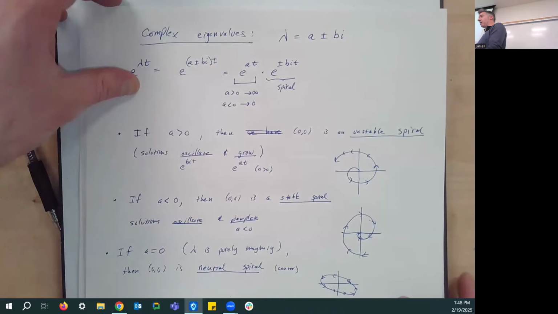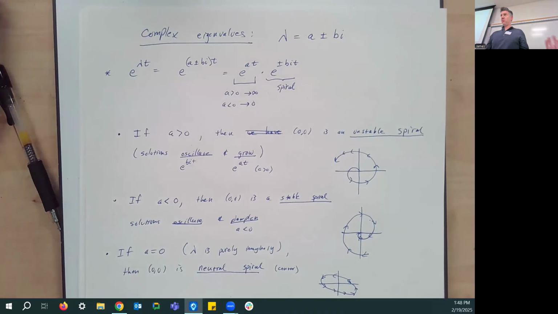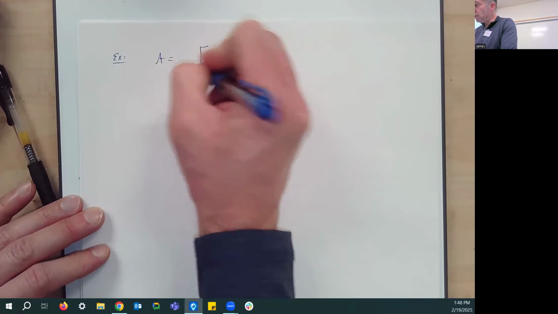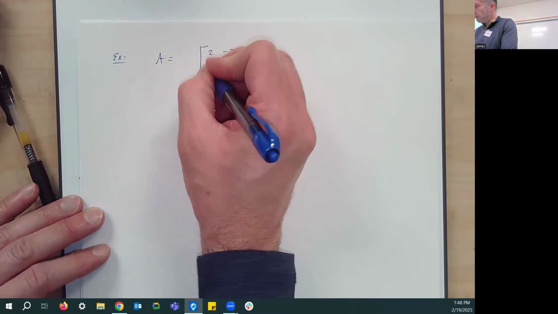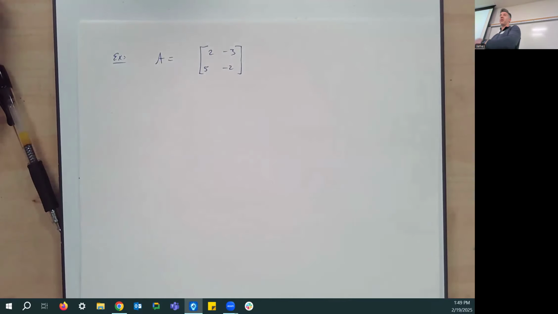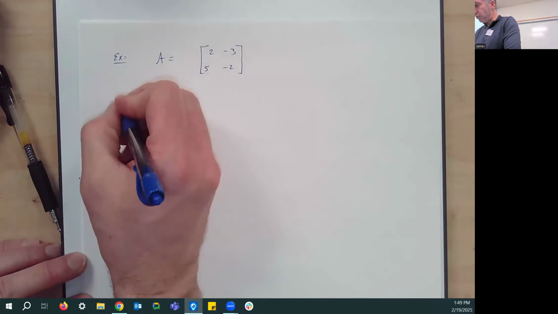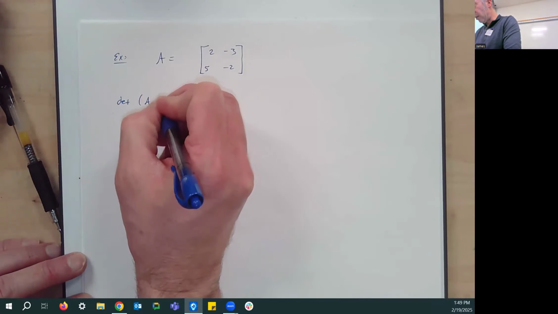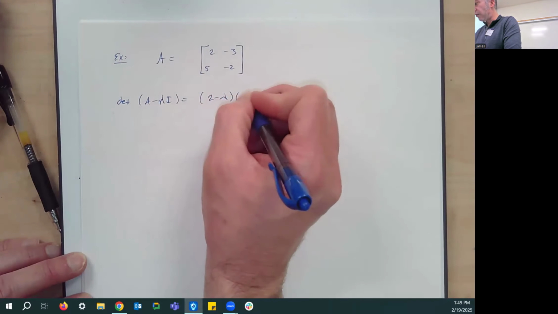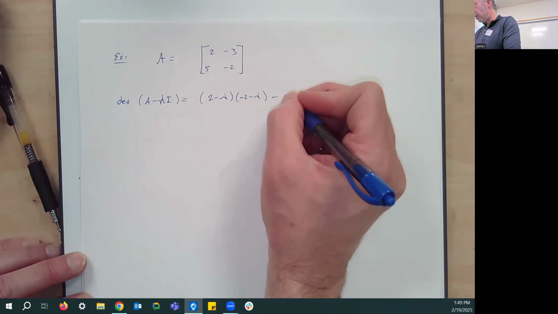Again, we have talked about finding eigenvalues. You guys are good at finding eigenvalues. It's not that terrible. So for example, if my system had the matrix A equal to 2, -3, 5, -2, let's find the eigenvalues. And we'll talk about another way of doing this actually. So our determinant of A minus lambda I is going to be 2 minus lambda times -2 minus lambda minus -3 times 5.